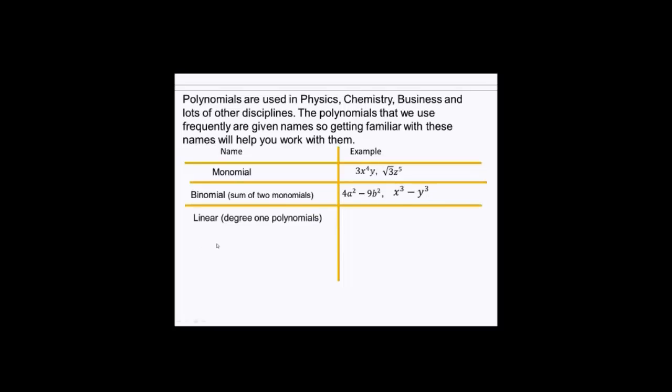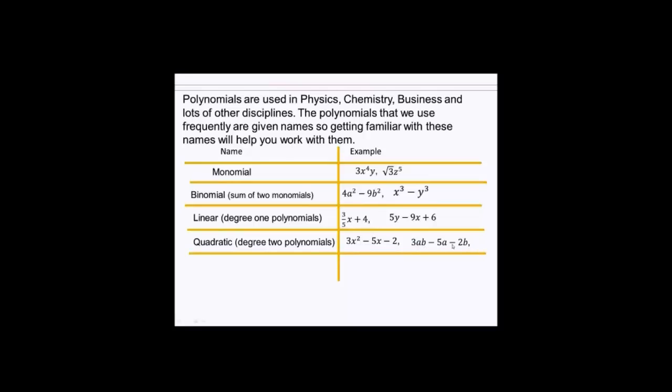Here's another example. A linear polynomial means degree 1 polynomials. So here's 3/5 x plus 4. Here's a degree 1 polynomial in two variables. Quadratic means degree 2 polynomials. So 3x squared. Remember, the degree of this polynomial is 2, so we call it a quadratic polynomial. Here's a quadratic polynomial in two variables. A cubic polynomial would be degree 3 polynomials. So these are just some examples of polynomials that people work with frequently, and therefore have specific names.